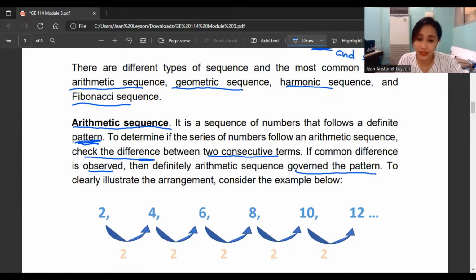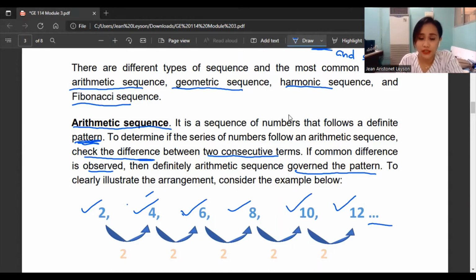So to clearly illustrate the arrangement, consider the example below. We have the set of numbers 2, 4, 6, 8, 10, 12, and so on.